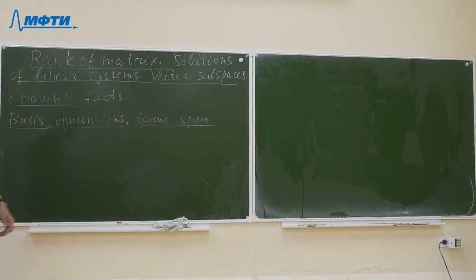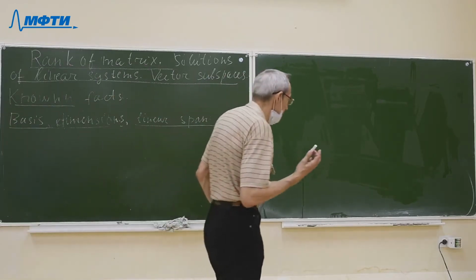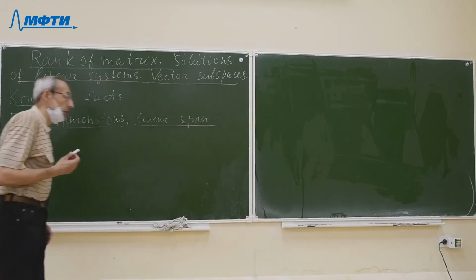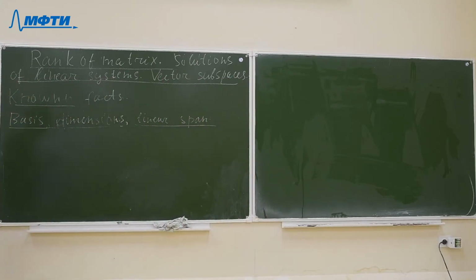Let's start today's lecture. The main theme of today's lecture: rank of matrix, solutions of linear system, and the second main theme, vector subspaces. And first of all, I recall some basic definitions. First of them, the notion of linearly independent system of vectors.